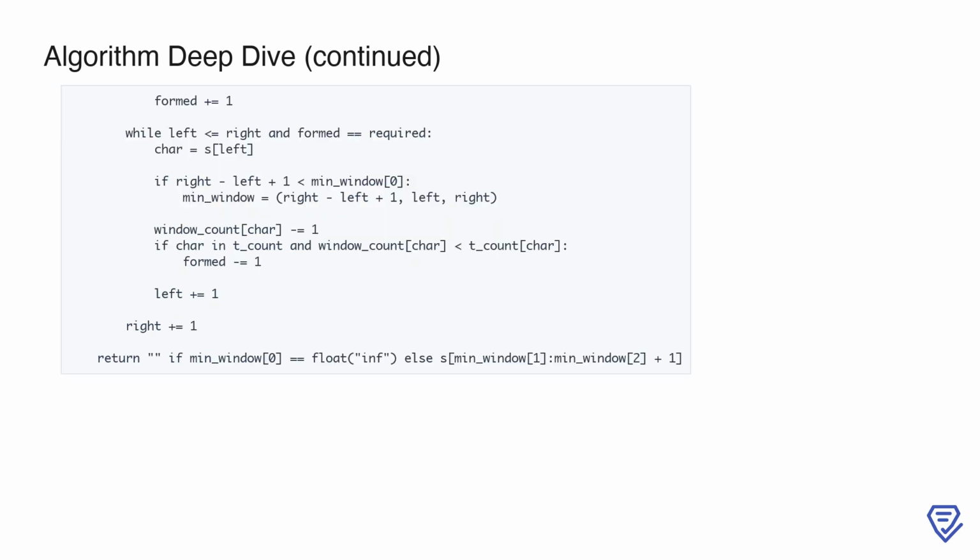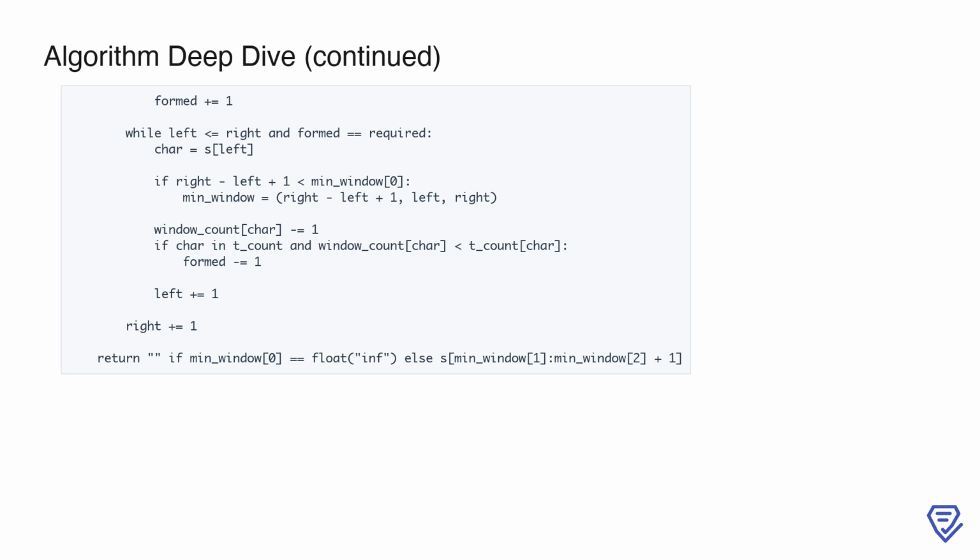The pseudocode implementation ties all these concepts together. We start by importing the Counter class from Python's collections module to easily handle character frequency counts. After checking for edge cases where either S or T is empty, we initialize T_count using Counter to store the character frequencies of T. We also create an empty dictionary for window_count. The variables required, formed, left, right, and min_window are initialized to manage the logic of the algorithm.